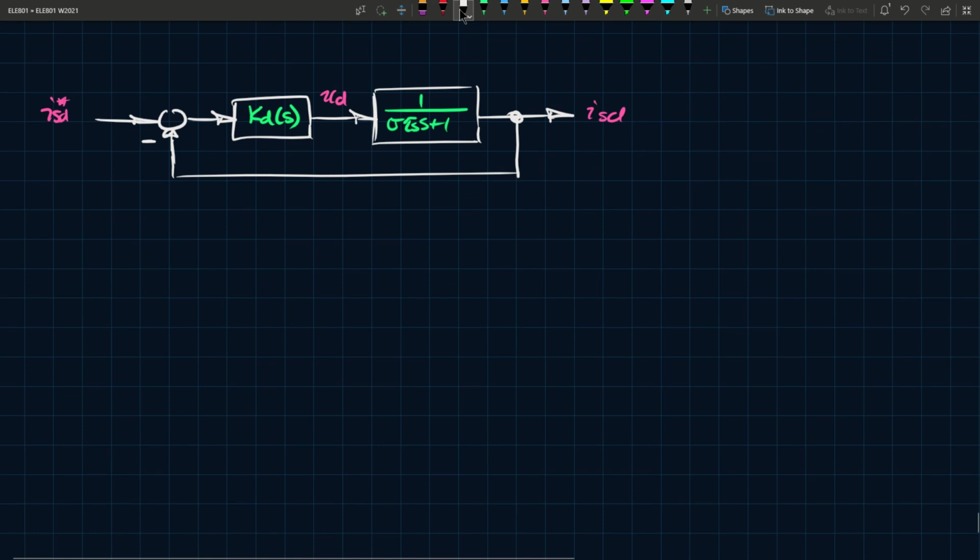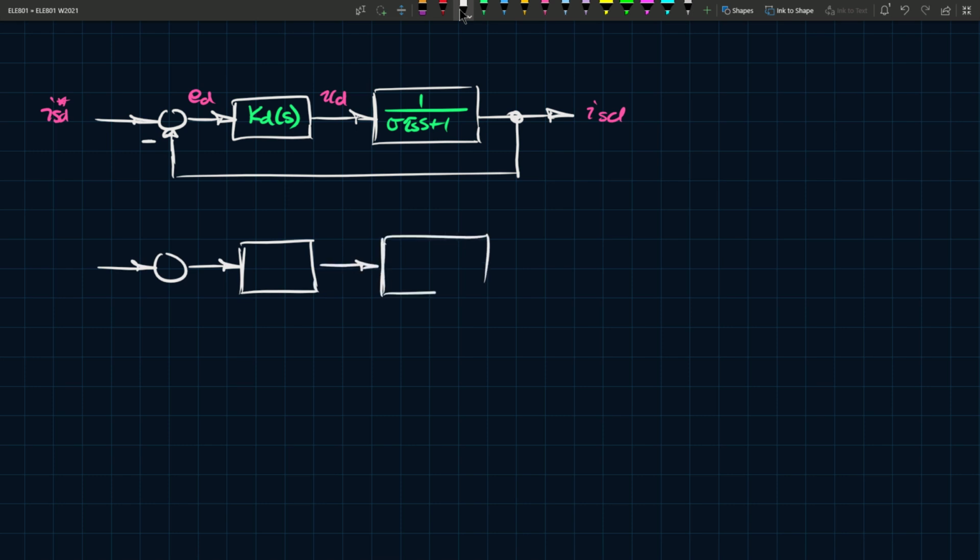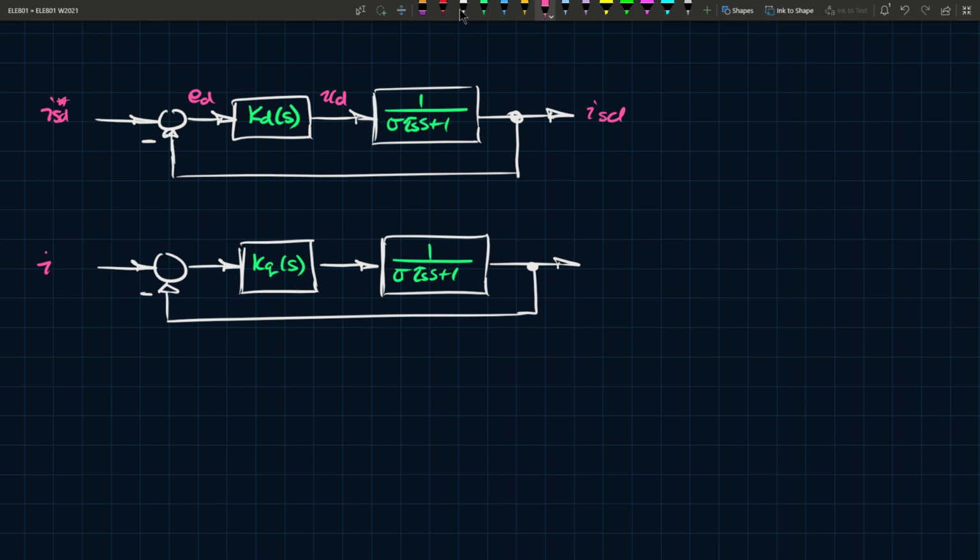And then for the Q axis, you can do the exact same thing. I guess we can label this technically as ED, the error associated with the D axis. And you can do the exact same thing for the Q axis, just for the sake of completeness. This is KQ of s, and this is 1 over sigma tau S s plus 1. The output of that will be fed back here, and this is ISQ star, EQ, UQ.